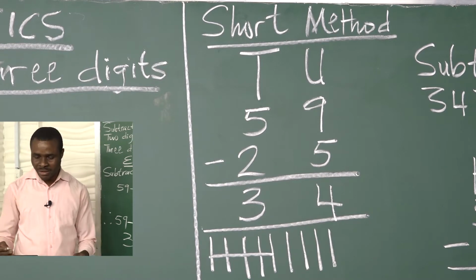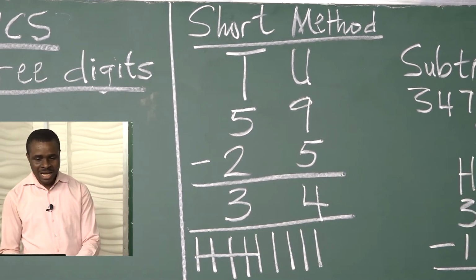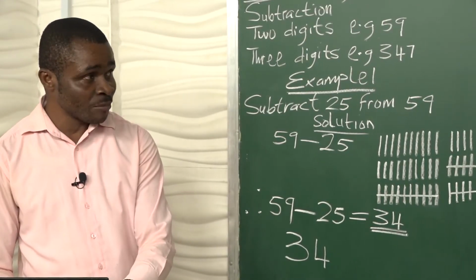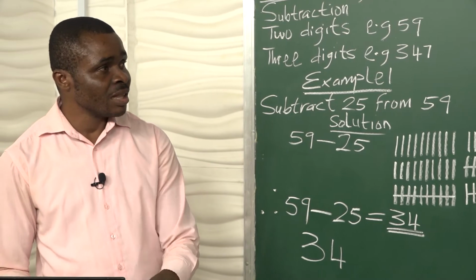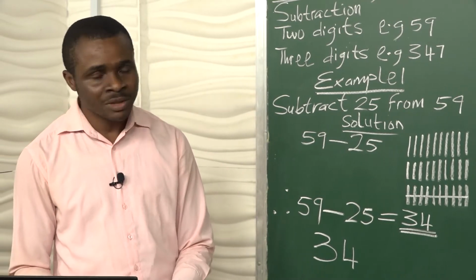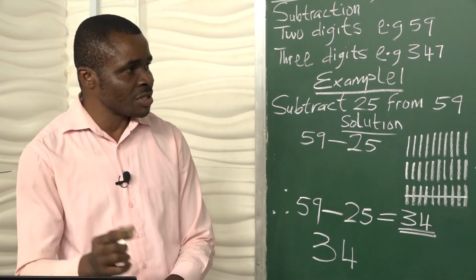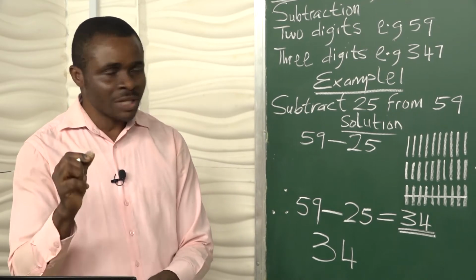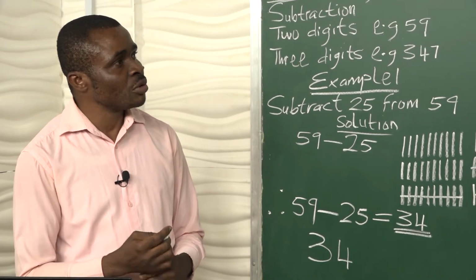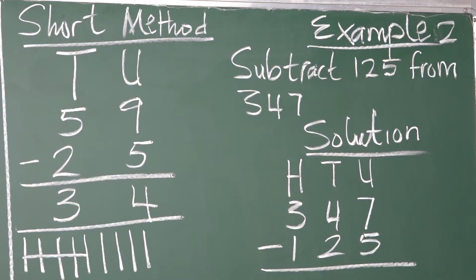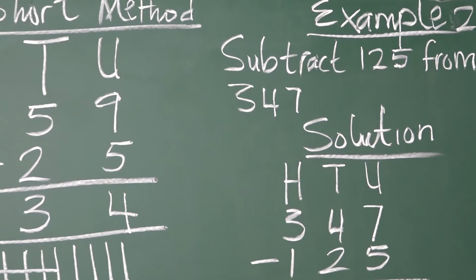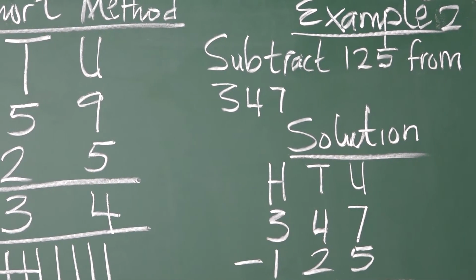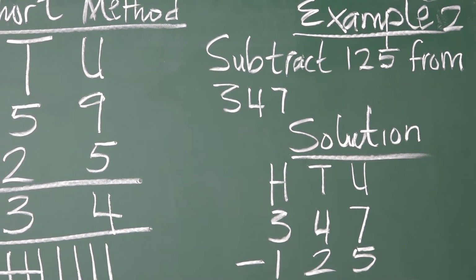After that, we look into another example that involves 3 digits. I've explained earlier what 3 digit means: a number that has 3 digits, like 347. The name of the number is 347, but each of those numbers there is referred to as a digit. So our example 2 says, subtract 125 from 347. You are subtracting 125 from 347.